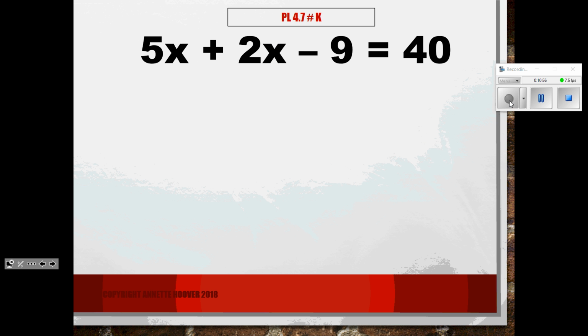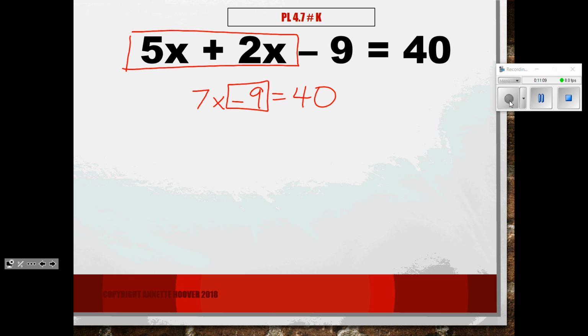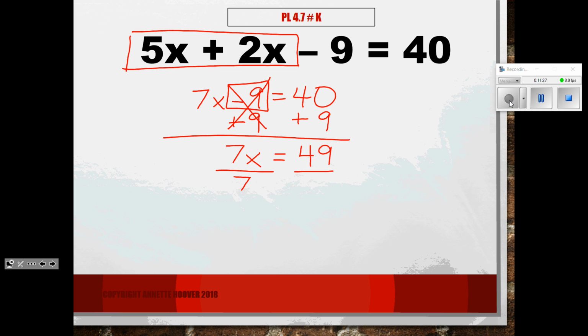Here's another example where you have your like terms that we have to combine first. So 5x plus 2x is 7x. Now we copy the rest of the equation down. We always move what's not attached to the variable first, so we're going to add 9 to both sides first. Negative 9 and positive 9 cancel out. We're left with 7x on the left side. 40 plus 9 is 49. Now, because the variable is being multiplied by 7, we want to do the opposite, which is dividing by 7. And 49 divided by 7 is 7. So we think 7 is our unknown number.